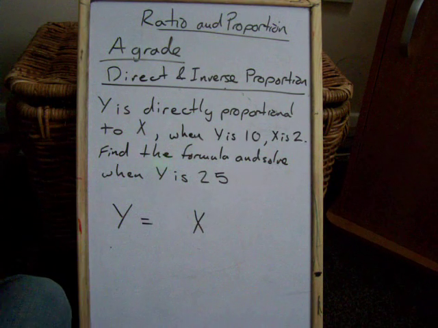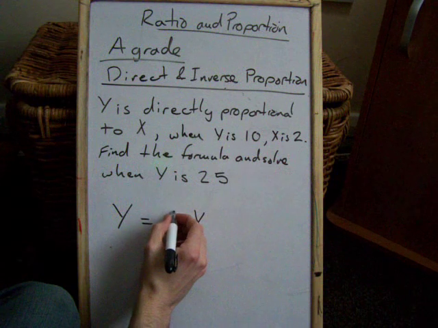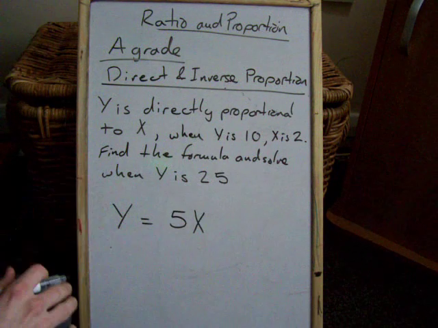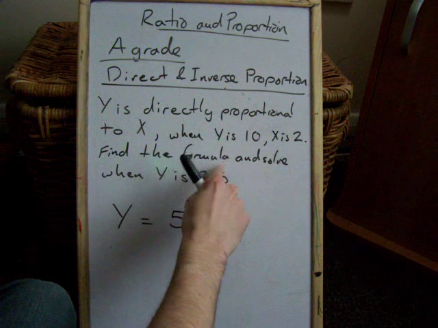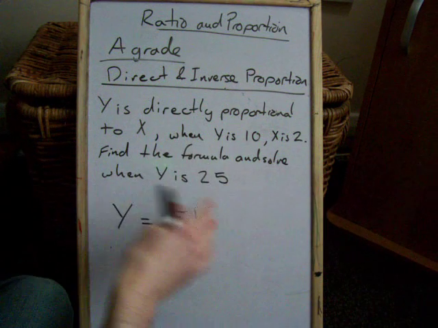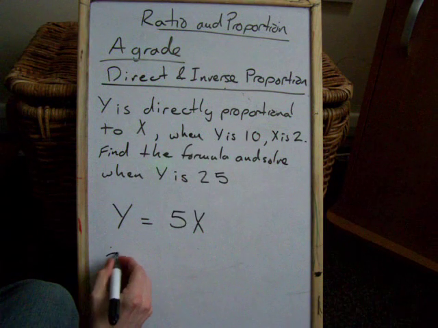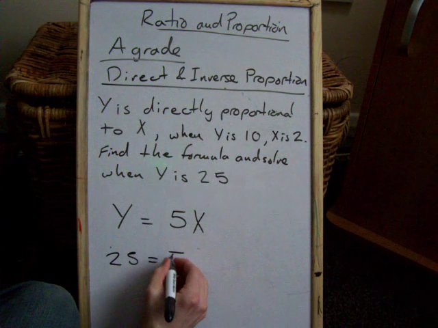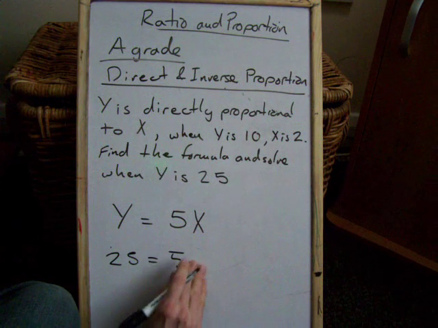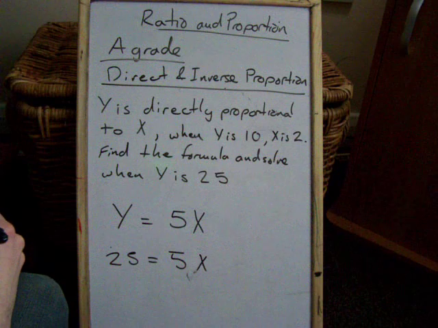Once you've got k equals 5, you put it back into your formula. So instead of saying y equals k times x, y equals 5x. And now you've got your formula that you can use. So you found the formula, so that'll be your first mark, and now solve when y equals 25. So when y equals 25, you've got 25 equals 5x.